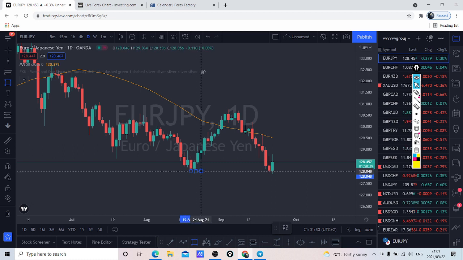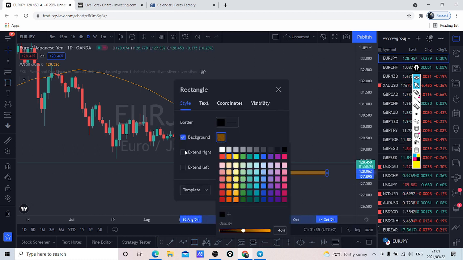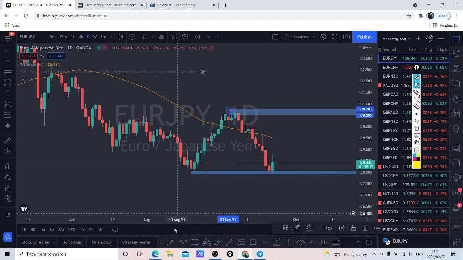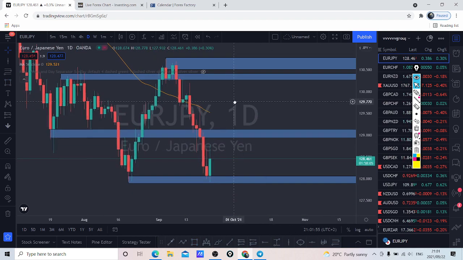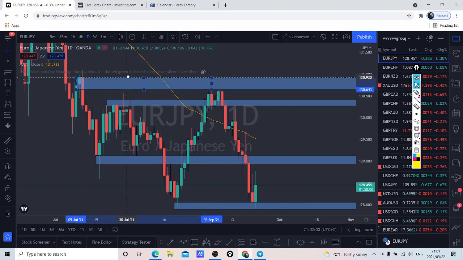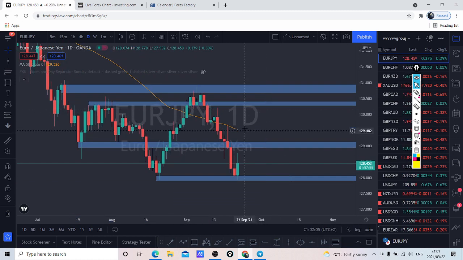Then we have this touch here. Let's mark it. Maybe let's change the color to this one here, and then we have a touch here, and then we also have the previous touches here. We also have the previous touch here. So this is what I see in front of me. I also see the previous touch here. So this is what I see on the daily.